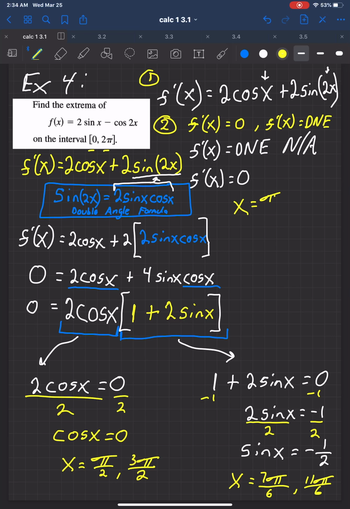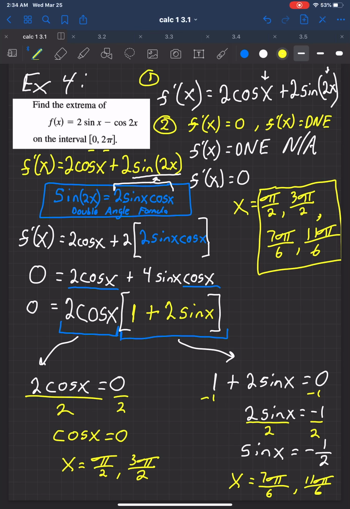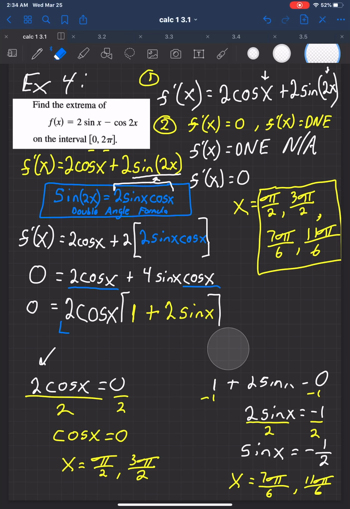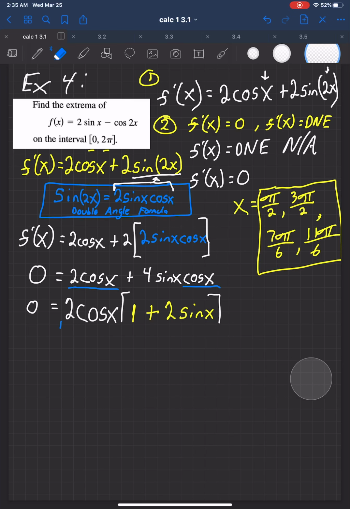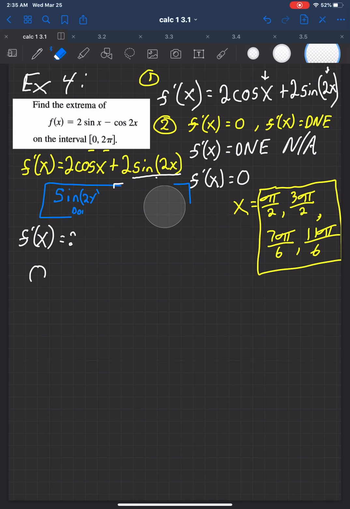So hang in there. So pi over 2, 3 pi over 2, 7 pi over 6, and 11 pi over 6. Those are your critical numbers. Okay, now what I'm going to do is I'm going to erase all of that little work that I had to do for setting the derivative equal to 0. All right, and then we're going to continue with steps 3, 4, and 5. So if you had to go back and pause the video, rewind it, you'll have to just do that.